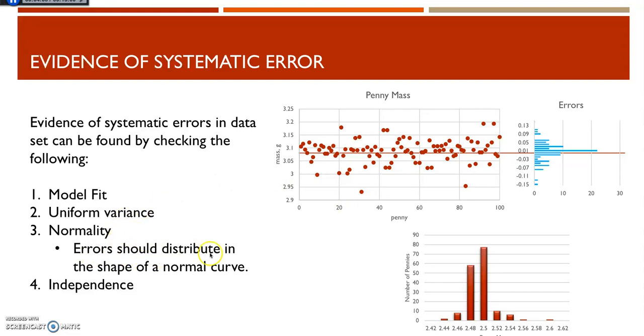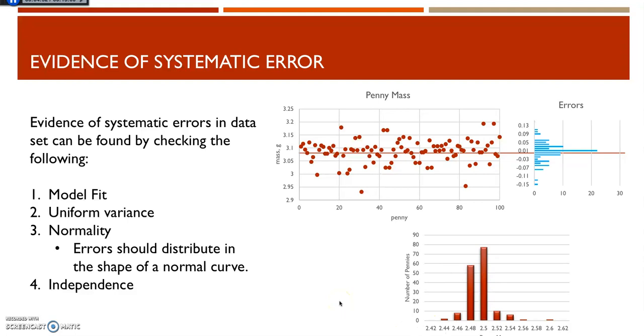Normality describes that the errors should be distributed in the shape of a normal curve. So here I have that same penny mass data, and if I look at the residuals and make a histogram from the residuals, you can see that my errors look like a normal distribution, like a Gaussian distribution around that 0 line. So this data is normally distributed. It has a uniform variance. And just to tie this to what we've been talking about previously, you can see down here the histogram of penny masses also looks like a uniform variance and a normal curve, right? If you plot all of that data, the penny masses look to have a normal distribution.